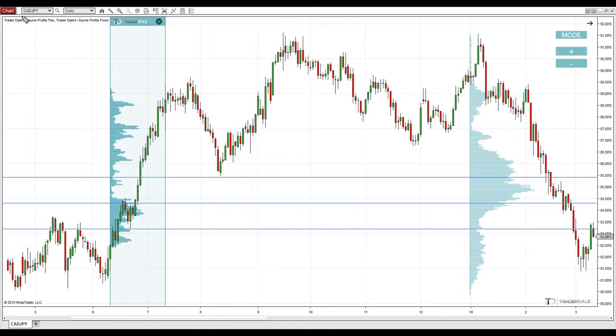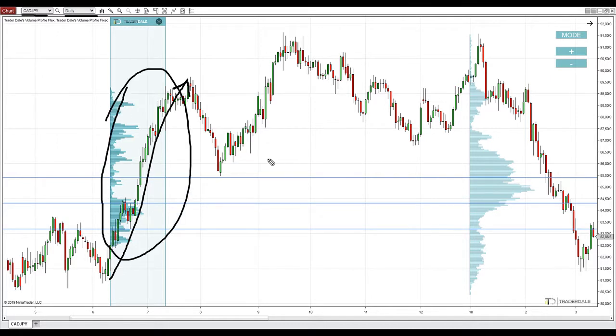This one was on the Canadian dollar Japanese yen. This is a daily chart. There was a strong buying activity, so I used the flexible profile over this area, over the trend area, to identify significant volume clusters. There was one in here, the most significant one.